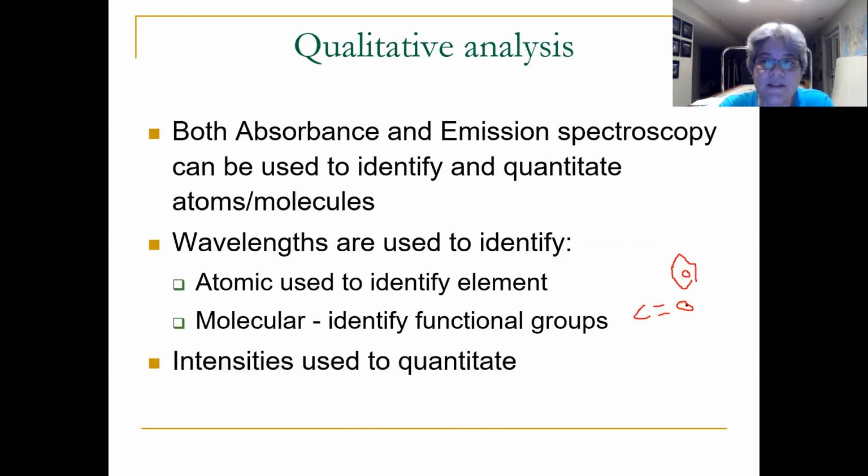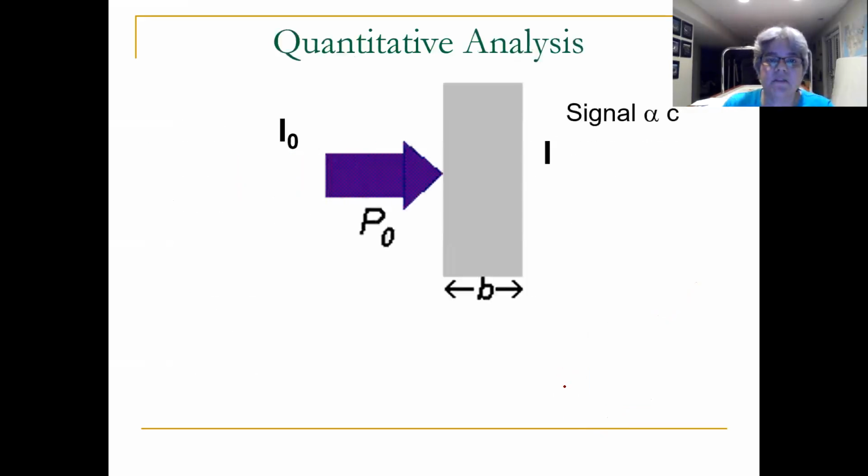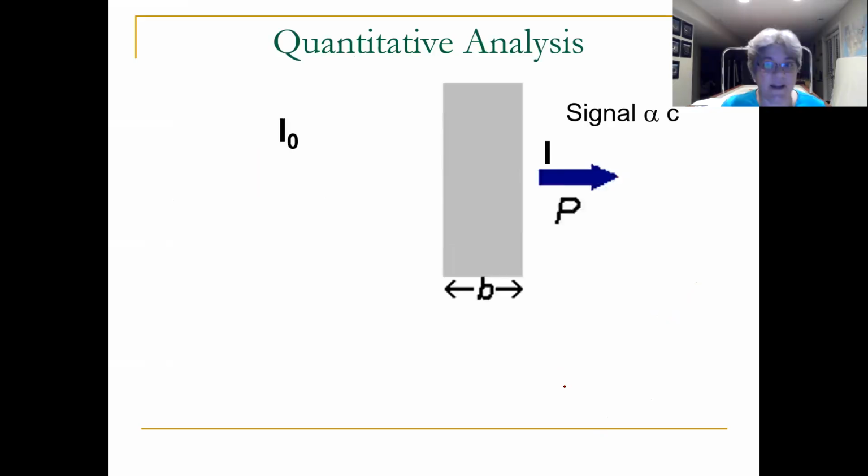And remember, quantitative is how much is there. So the intensities tell me about how much. Remember, a spectrum is intensity versus wavelength. So the wavelengths tell me what it is: qualitative. The intensity tells me how much: quantitative. All right, so let's look at how we do quantitative analysis.